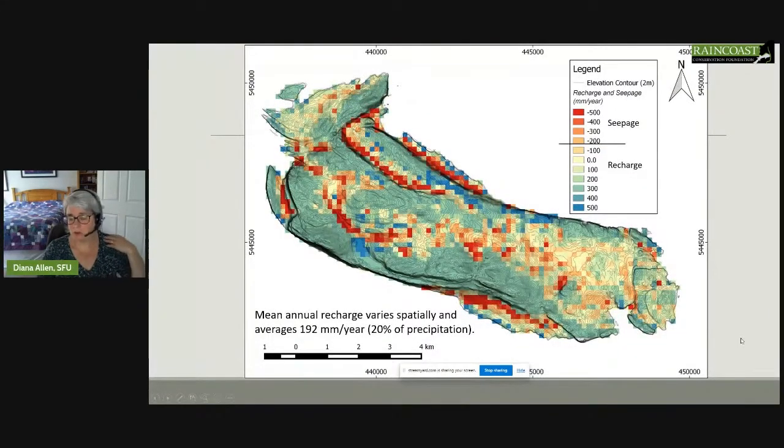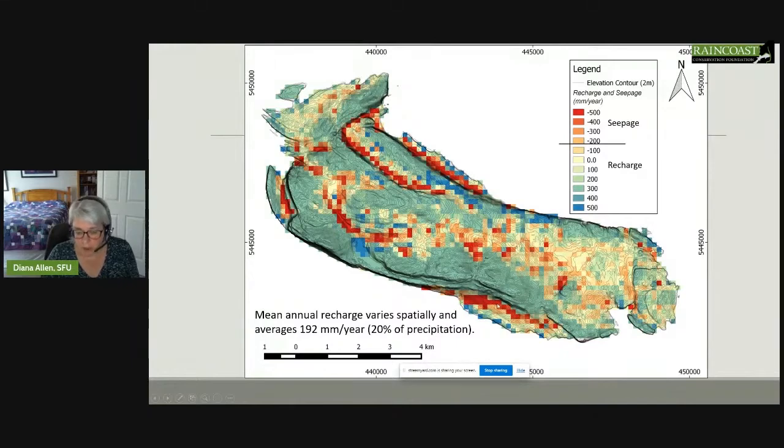And here are the results for Gabriola Island. I'm showing mean annual, so over a period of, say, 10 years, what is the average annual recharge that occurs to Gabriola Island? Any of the little pixels here that are red and orange are showing seepage areas, those hill slopes that I was talking about. And anything in the blue and green, those are the recharge areas.